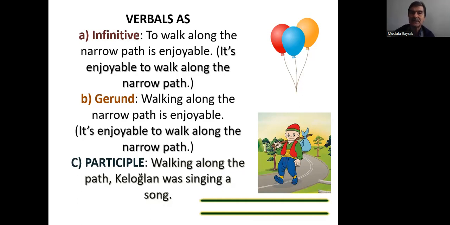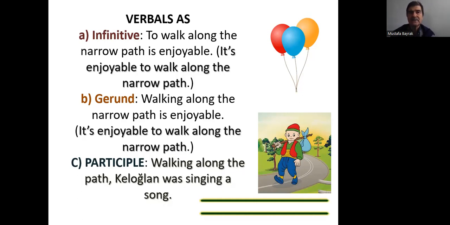To walk along the narrow path is enjoyable, but in short, the most common way is like this. It is enjoyable. It is an adjective. It is enjoyable to walk along the narrow path. Or it is nice to walk along the narrow path. This is the most common way of expressing the same message. It's nice to meet you. It's just like, it is nice to meet you, or to meet you is nice. Instead of saying to meet you is nice, although it is 100% true, it is nice to meet you.